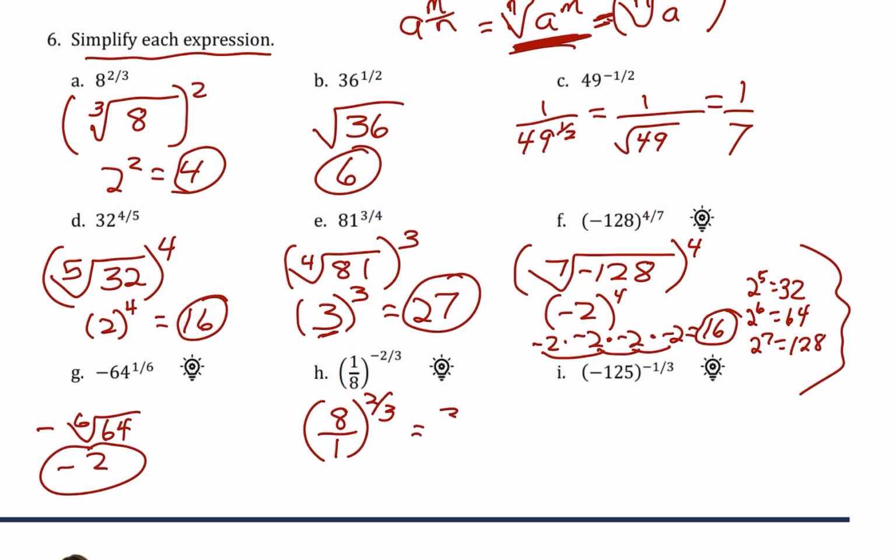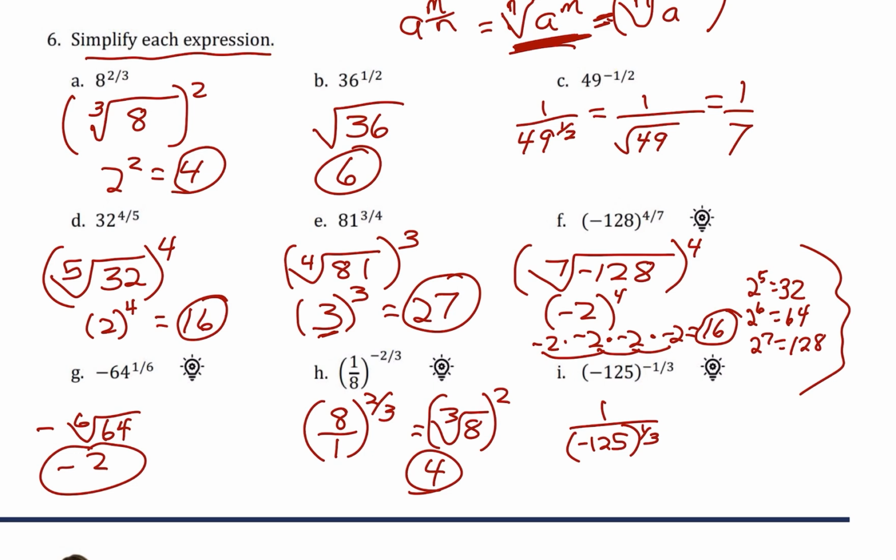So now it's not such a bad problem because it's the 3rd root of 8 squared. And the 3rd root of 8 is 2. 2 squared is 4. Great. Okay, let's look at I. So now there's a lot going on in I, but we're going to start by saying 1 over -125 to the positive 1/3 power.